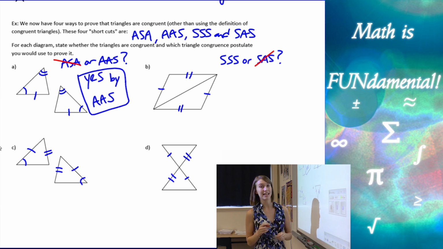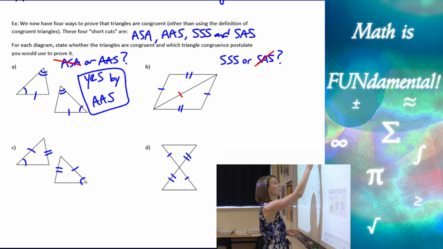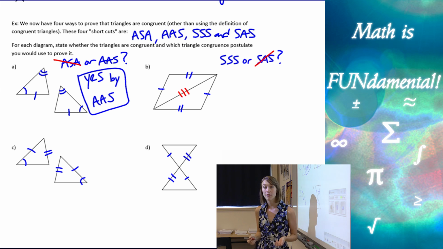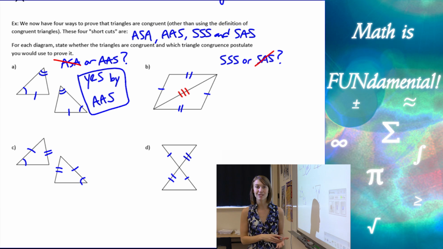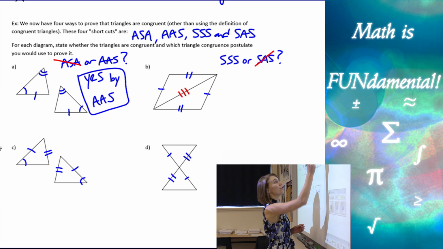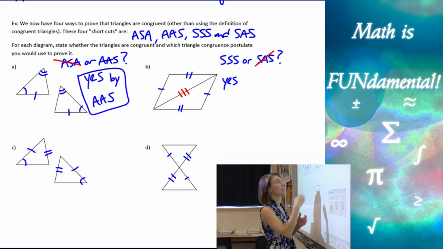Now SSS means that I would need this third side to be congruent for both triangles. And lucky for us, we've covered this before in some of our previous videos. When we have two triangles that are overlapping or touching in some way, a lot of the time they share common parts. And here we're sharing a common side. So for these two triangles, that totally works.